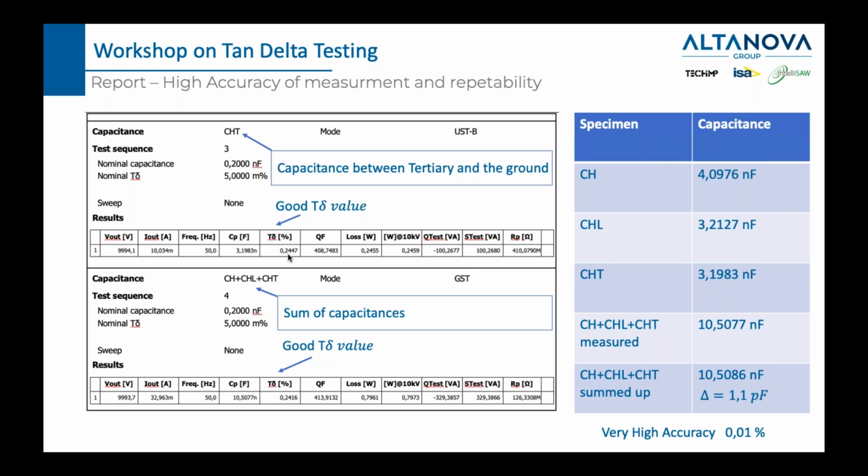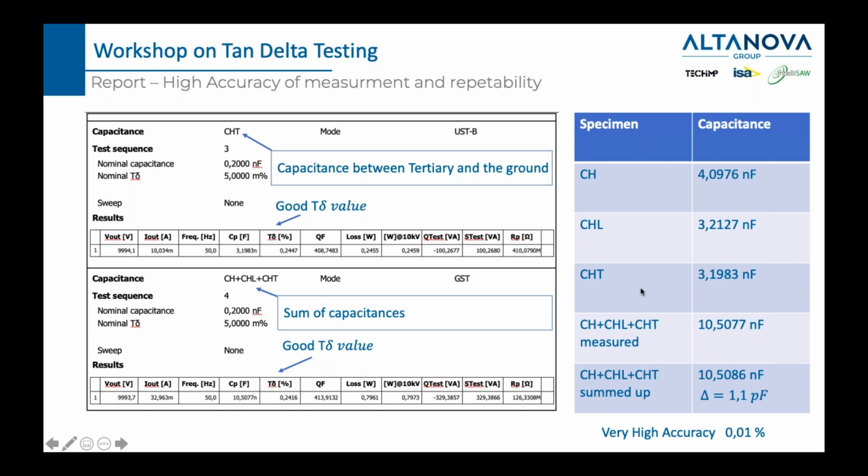And then in one shot, we can also measure CH plus CHL plus CHT. So this is in one shot. Later you will see why this is possible. And we also see that that insulation is good. And what is a trick, not a trick, but a way to make sure that the measurement is consistent and that you are not measuring just some crazy values. Well, you sum up. You measure CH, CHL, and CHT, and then you measure all three of them in one shot.